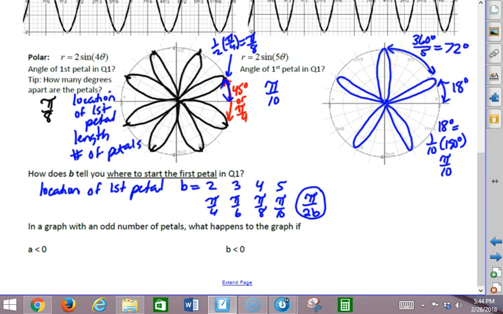Now, why is that true? The reason that's true is that the sine of pi over 2 is equal to 1. That's the biggest value I can get for sine. So that's where the tip of the petal is going to occur. So I want b theta to equal pi over 2, which means theta, if I multiply both sides by 1 over b, is equal to pi over 2b. So that's the reason why that works.